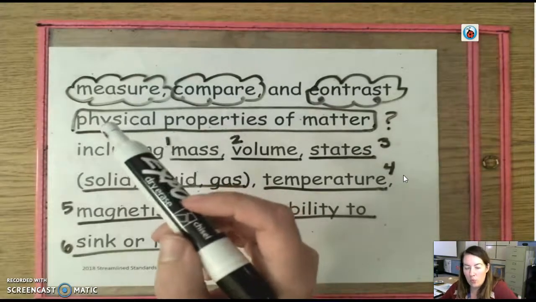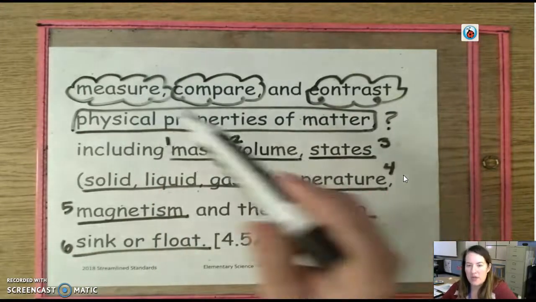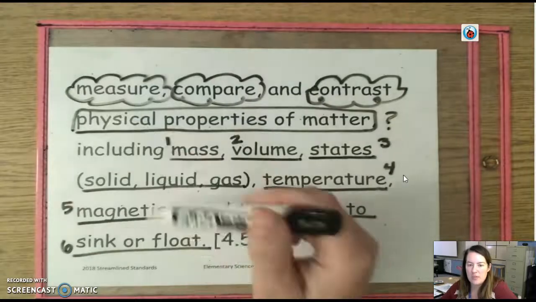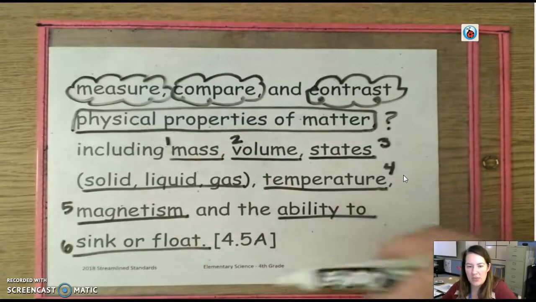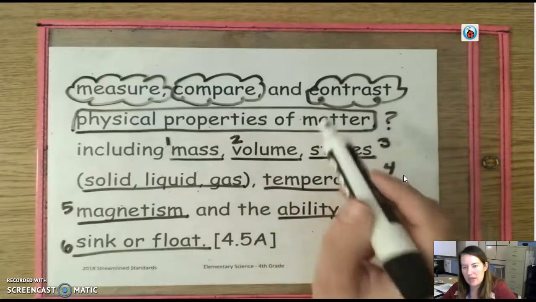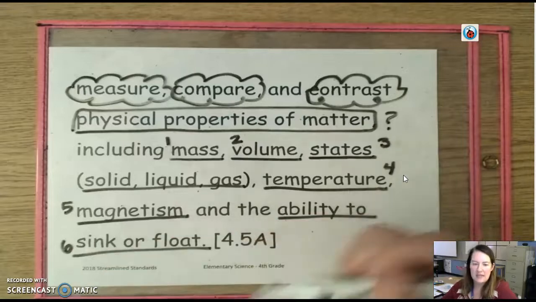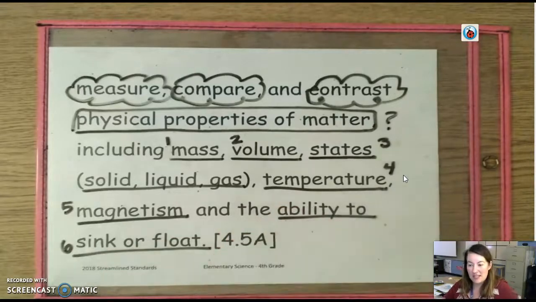So we're going to learn how to measure mass, measure volume, measure temperature, measure magnetism, and measure the ability to sink or float. We will compare and contrast different masses, different volumes, different temperatures, magnetism, and the ability to sink and float. So that's a lot to do. We're not going to do that all in one day.